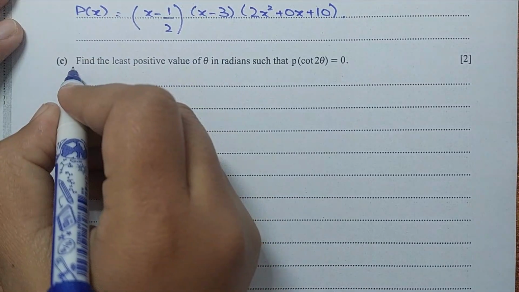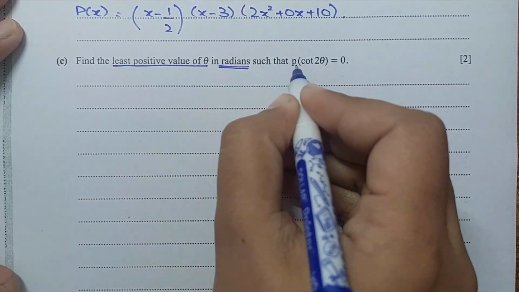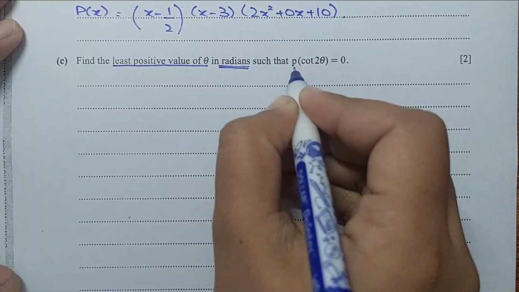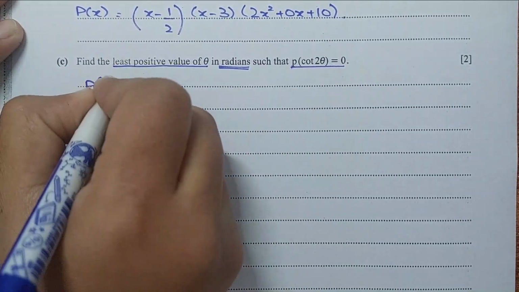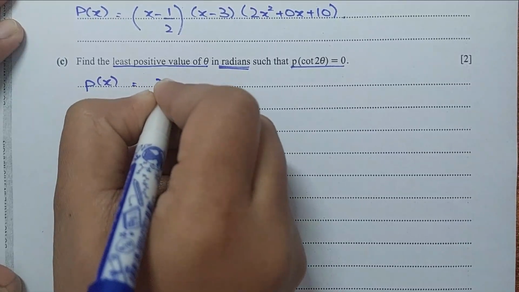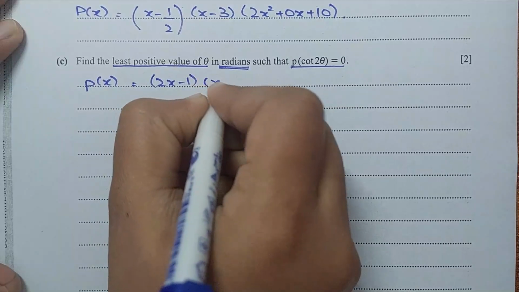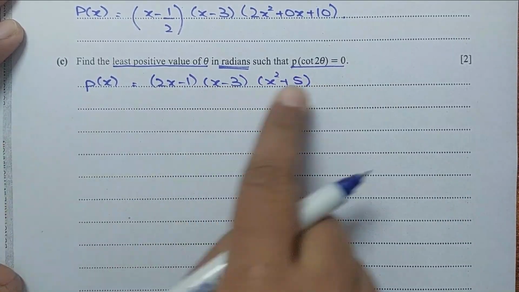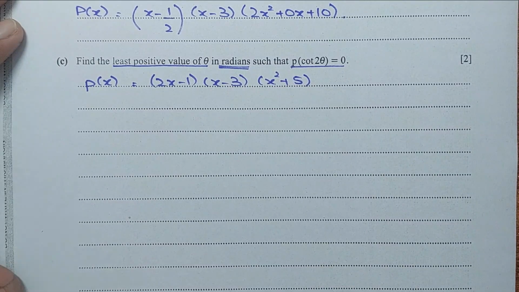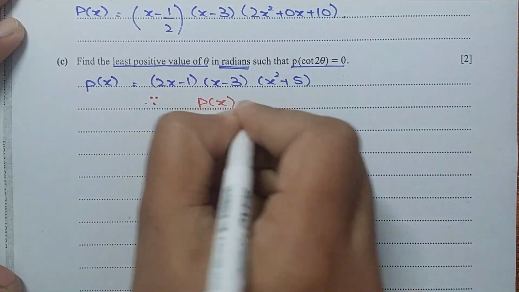Now for part C, find the least positive value of theta in radians such that p of cot 2 theta equals 0. Now we have p of x, which is (2x minus 1), and the factored form I'm using from part B: (x minus 3) and (x squared plus 5). This is p of x. So p of x equals 0.